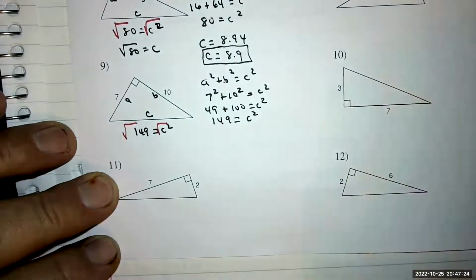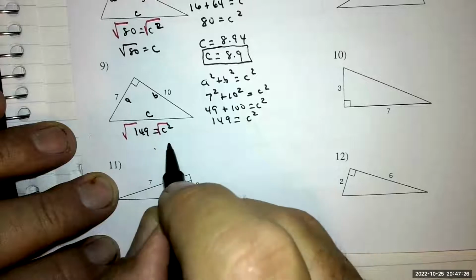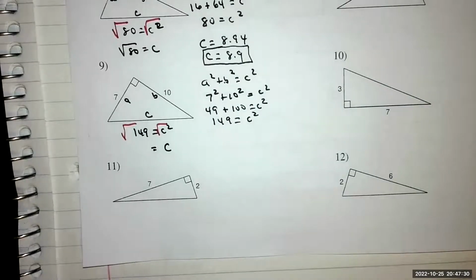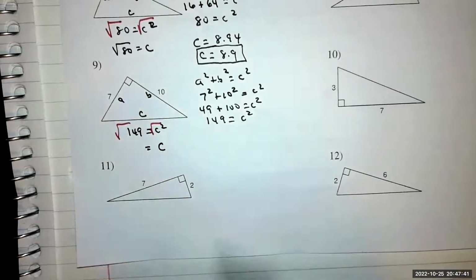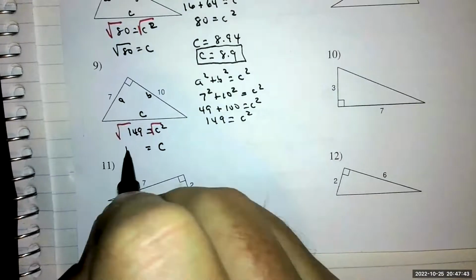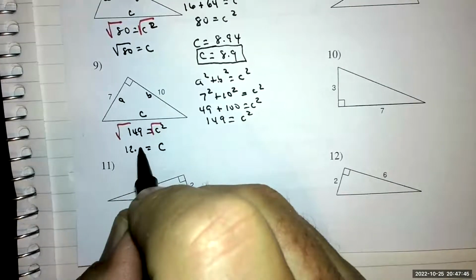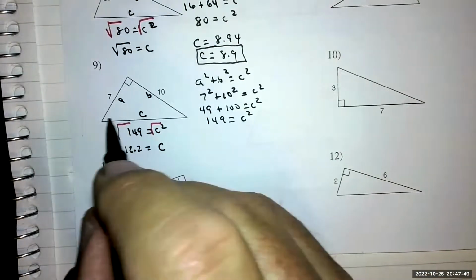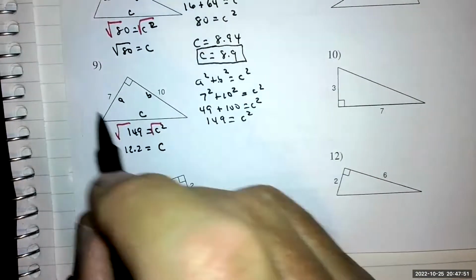The C's, this cancels out, so it's going to be C equals. Now I take my... don't divide that by 2. You actually need to take your calculator and put in the square root of 149 and see what you get. In my case, I got 12.2. And so my answer would be 12.2. So this is 12.2, and it's longer than the other two.